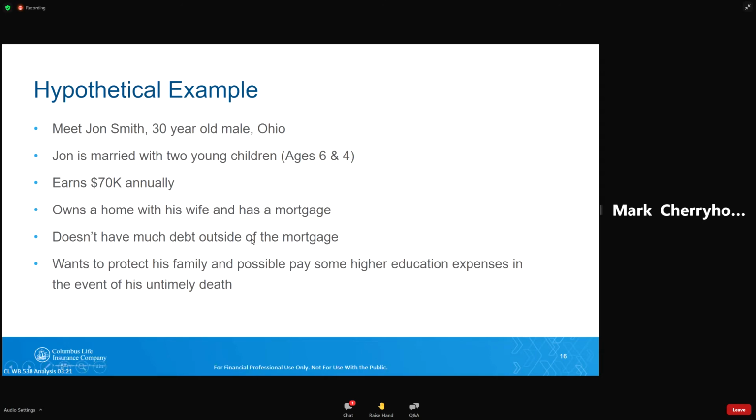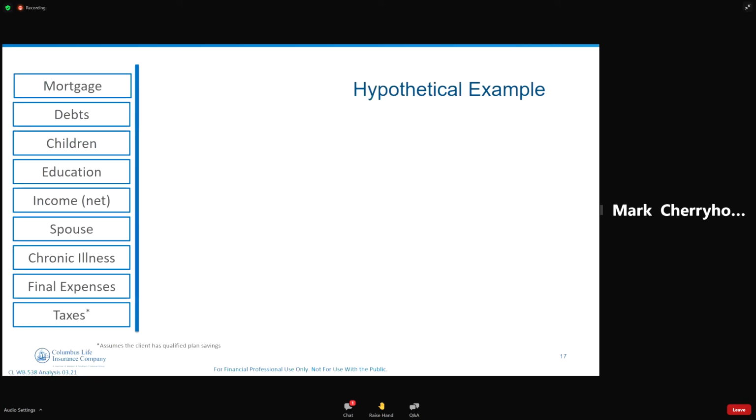And the answer is he wants to protect his family. And he wants to look at maybe covering college costs in the event of his untimely death. Maybe not all of the college costs, but hopefully there's some money put aside to provide some type of financial windfall if something happens. And that's where you are with that. So now that we've gone through the needs analysis that we talked about, let's create that issue here. And let's look at the example here as it pertains to this.